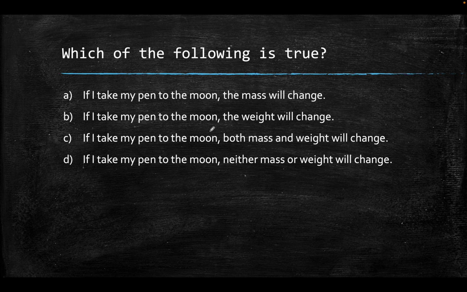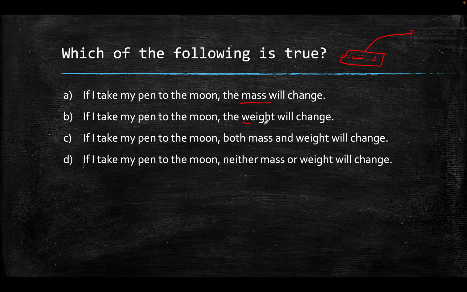Which of the following is true? If I take my pen to the moon, the mass will change. If I take my pen to the moon, the weight will change. Both mass and weight will change, or neither will change. Now, if you remember, mass is the amount of stuff inside an object. If I have an object, the mass is the amount of atoms, the matter inside. If I take this elsewhere, the amount of stuff inside will not change.